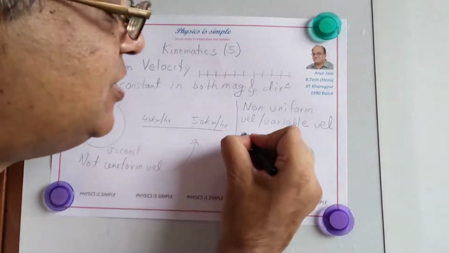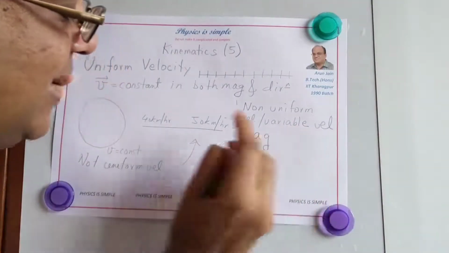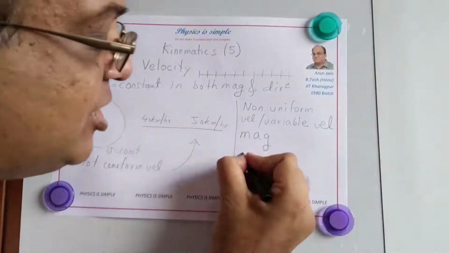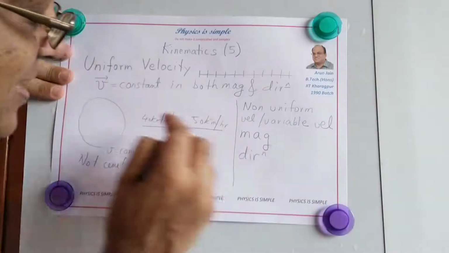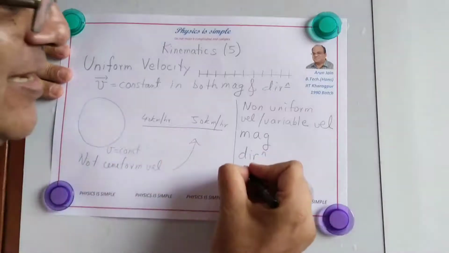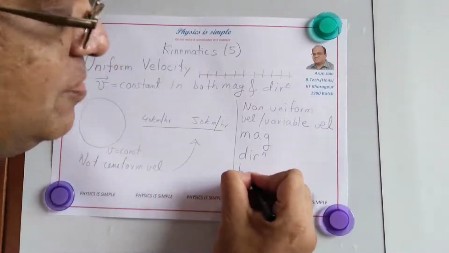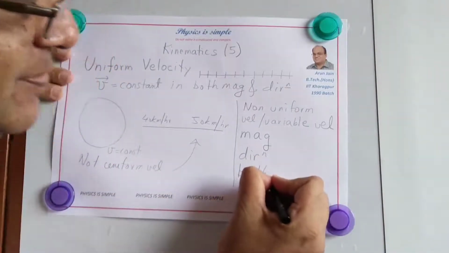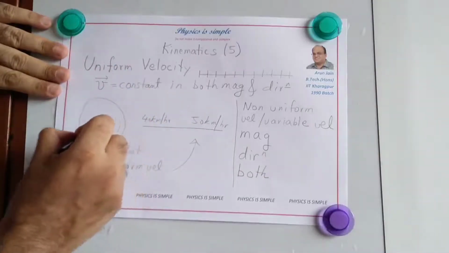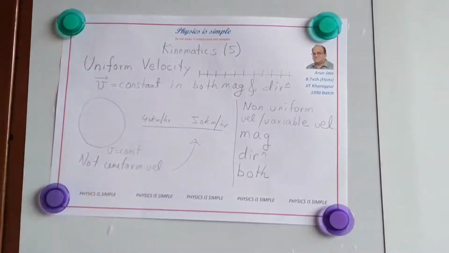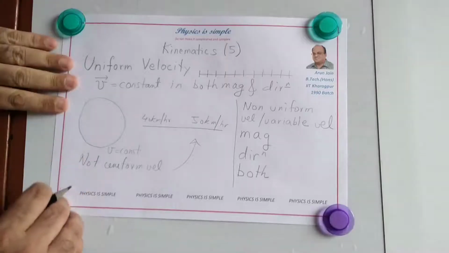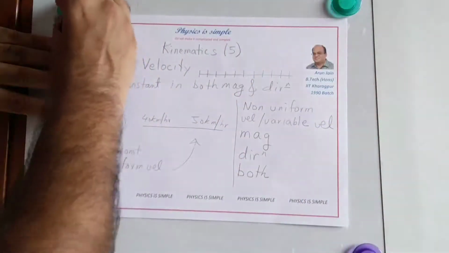Velocity can change in magnitude, like here. It can change in direction, like here. It can change in both magnitude and direction. Here the particle may move in a circle and the speed may also be changing. So when velocity changes, either in magnitude or direction or both, then velocity is said to be variable.